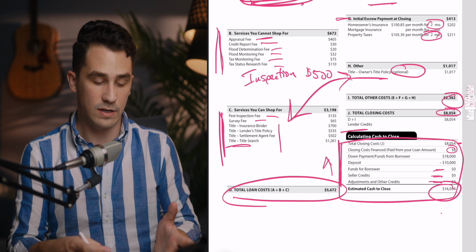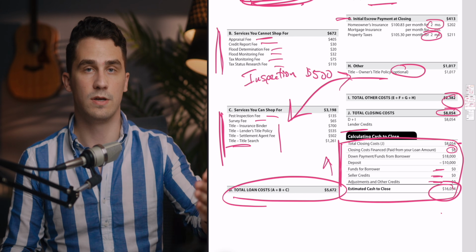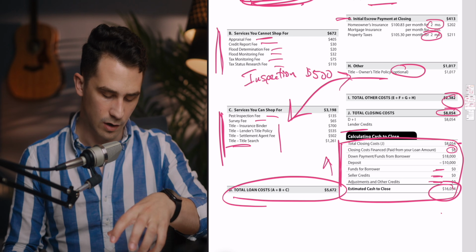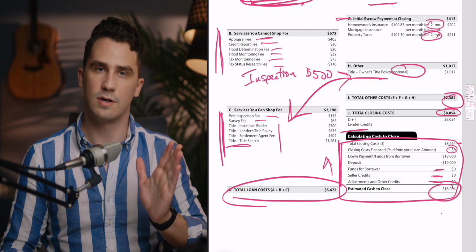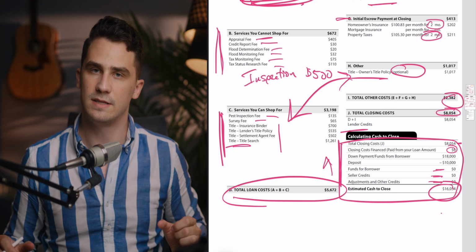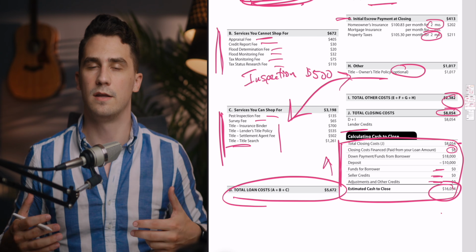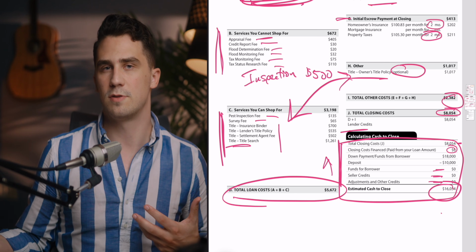This is theoretically how much this person should expect to bring to the closing table. And it's important to always remember this is still an estimate. So if you're at the stage where you're under contract, you got your loan estimate, and you're like, cool, 16,000 sounds good, we're comfortable with that. But you also want to make sure things don't change too much.